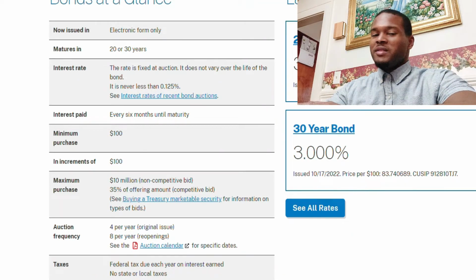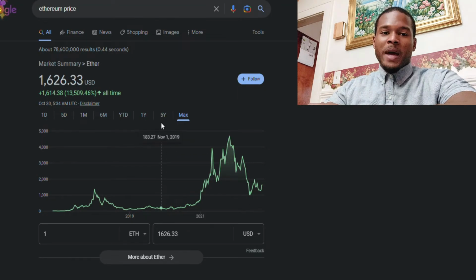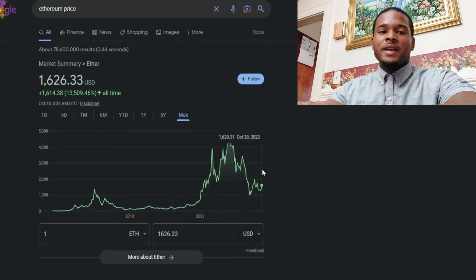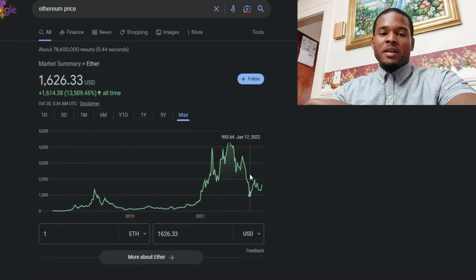Let's look at Ethereum, by the way, since I'm talking about it. You see that I'm already on the max chart. Back in 2021, it had a high of 4,600. Now it's 1,626 right now, but it had a low of 993. So we're still in this recessionary market, still in a bear market. It's gonna get better in the long term, but in the short term, there's more pain to be had.